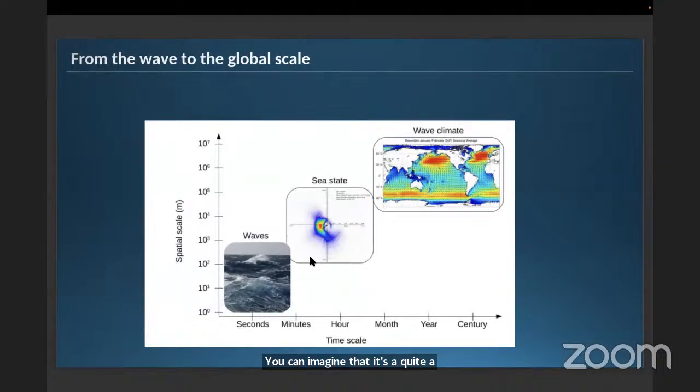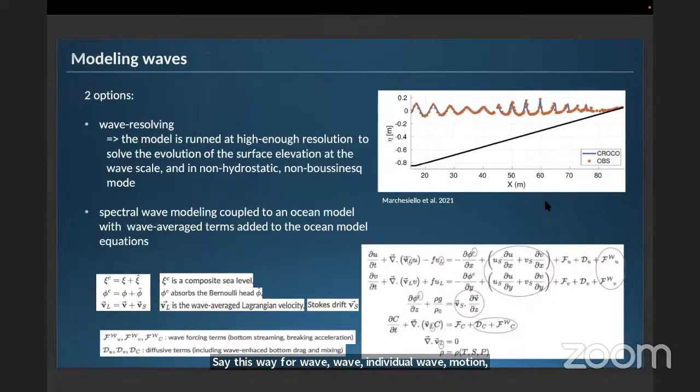So in the middle of that, we use the spectrum to reconcile, let's say, this individual wave motion and the wave climate and the impact on the global scale. And so we have two options depending on what we want to look at. As I said, we can model each wave individually, which is a wave resolving model. At this moment, we need the model to be high resolution enough to model each individual wave. And we need to account for a lot of processes.